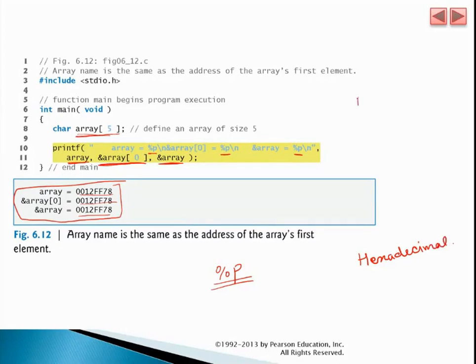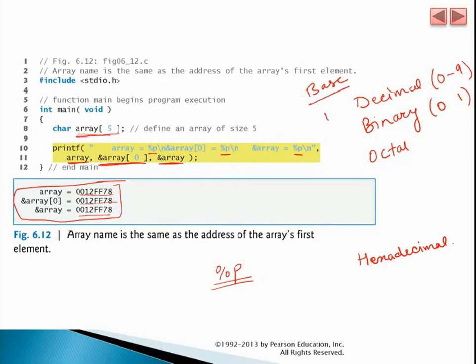So we have seen decimal format, where it has digits from 0 to 9. We have also seen binary format where we have either 0 or 1, only two digits. There is one more variation called octal format, which is actually base 8. The base of a decimal number is 10, the base of a binary number is 2, the base of octal is 8. It has digits from 0 to 7.